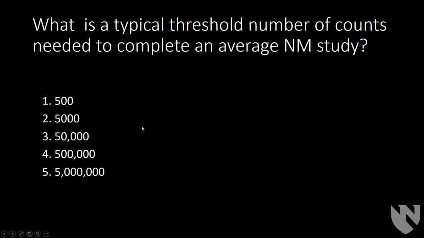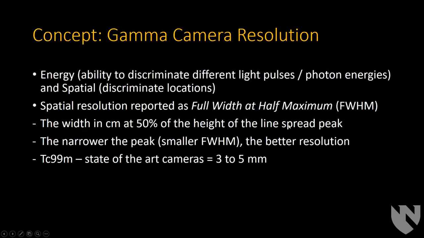So what's a typical threshold number of counts for an average nuclear medicine study? Pause it here and think about the answer if you'd like. All right, so we'll move forward here. 50,000 would be a normal number of counts for a typical nuclear medicine study like a bone scan.